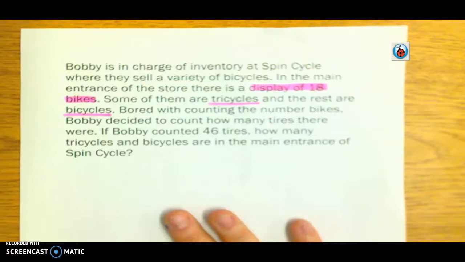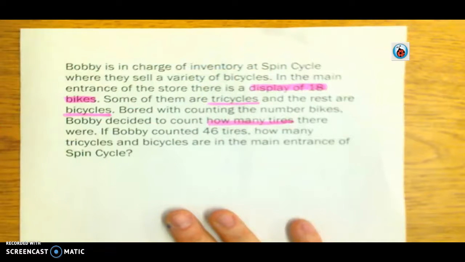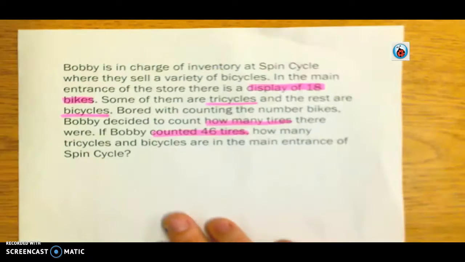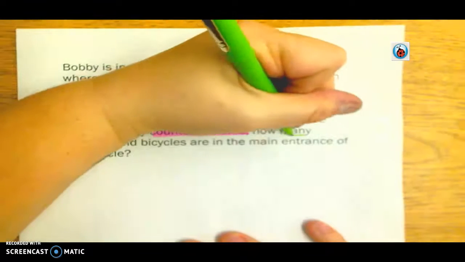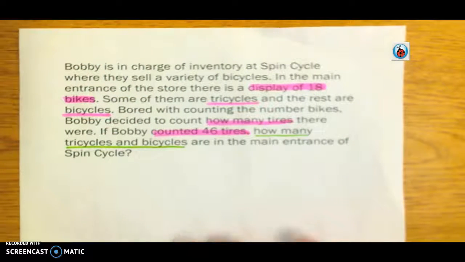So we see that there's a display of 18 bikes. So that's a piece of information. There's a total of 18 bikes. Some of them are tricycles, and the rest are bicycles. Bored with counting the number, he now decided to count how many tires. He counted 46 tires. And now here's the question that we want to make sure we're paying attention to: how many tricycles and bicycles are there?